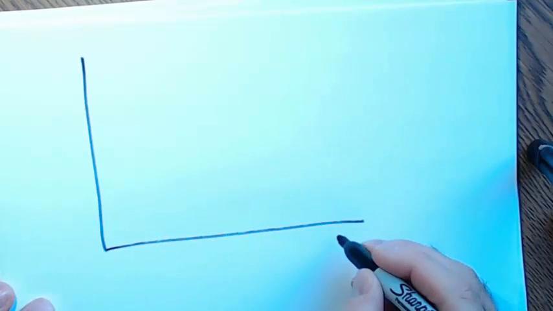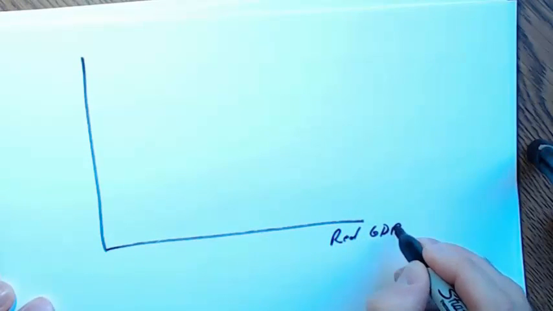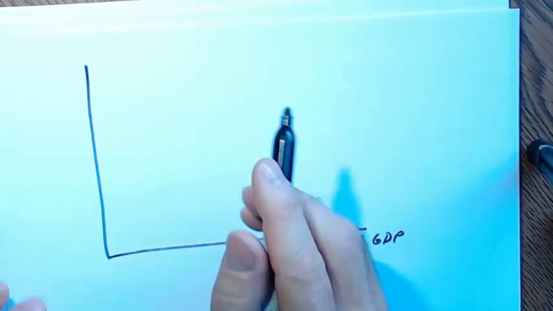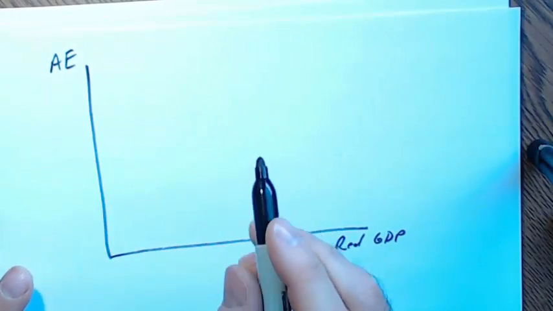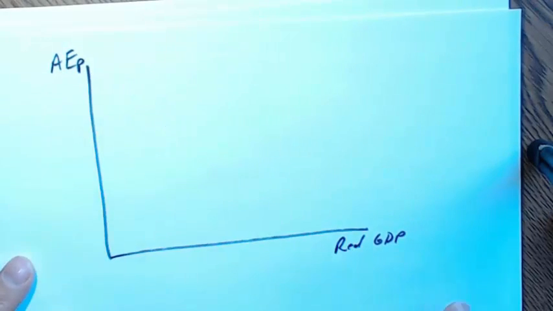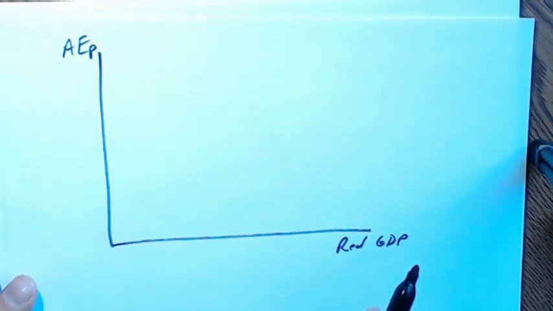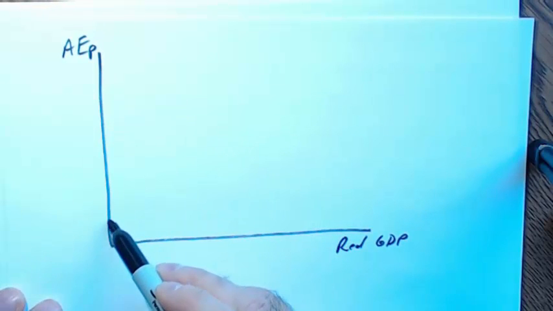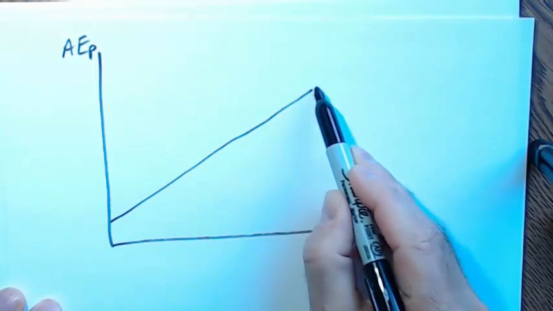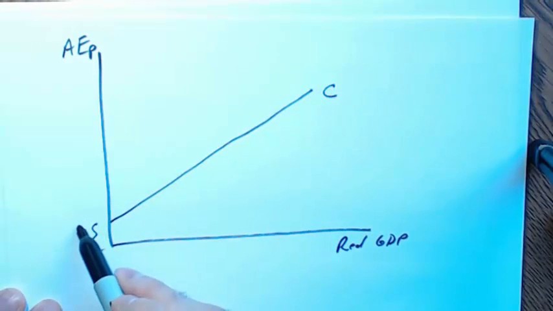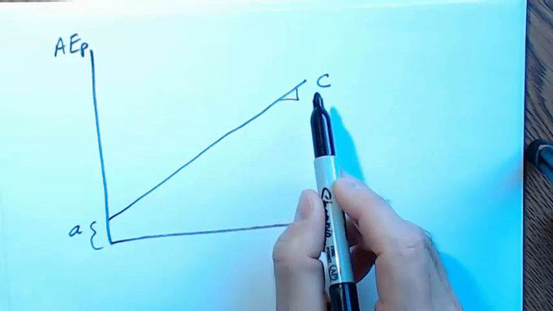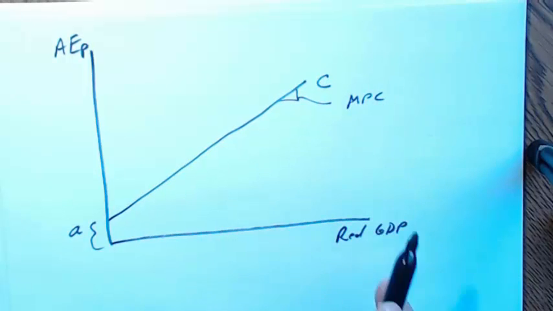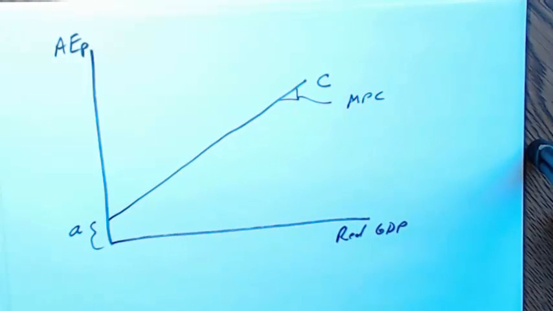So we're going to have on the x-axis real GDP, and on the y-axis planned expenditures, so aggregate expenditures planned. We can put the consumption function in first, and it looks something like this, where here is the autonomous consumption A component, and the slope of this line is your marginal propensity to consume. That's what we drew before.